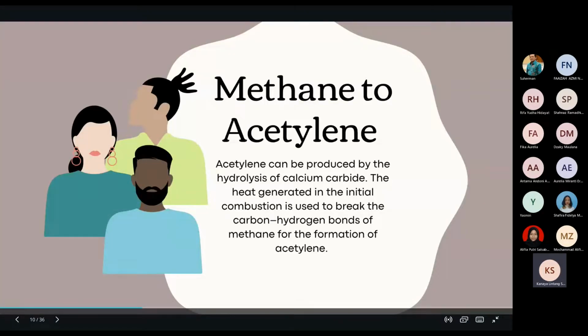Methane to acetylene. Acetylene can be produced by the hydrolysis of calcium carbide. The heat generated in the initial combustion is used to break the carbon-hydrogen bonds of methane for the formation of acetylene.